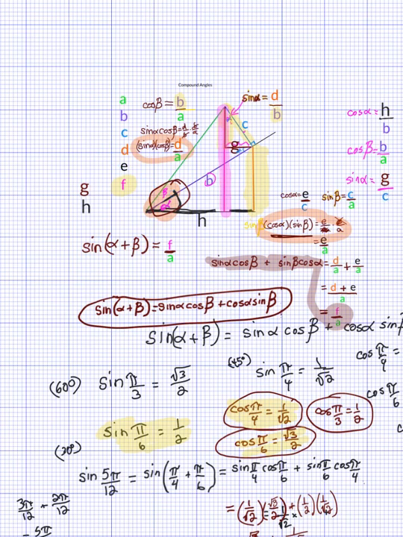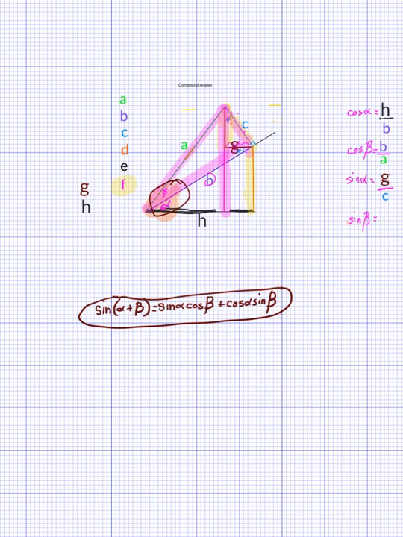And the sine of beta, we're going to use this big triangle here, and it is equal to opposite over hypotenuse, so C divided by A, the green line there. All right, that's a lot of that. So let's put that all together.